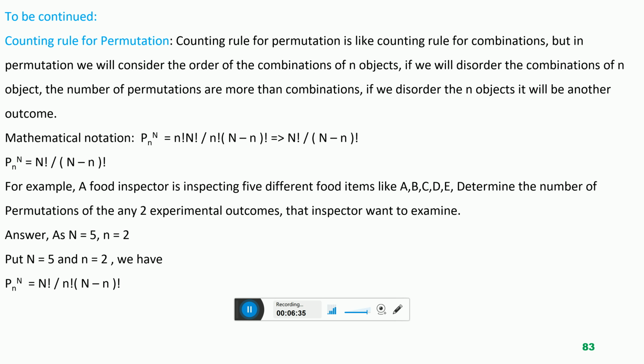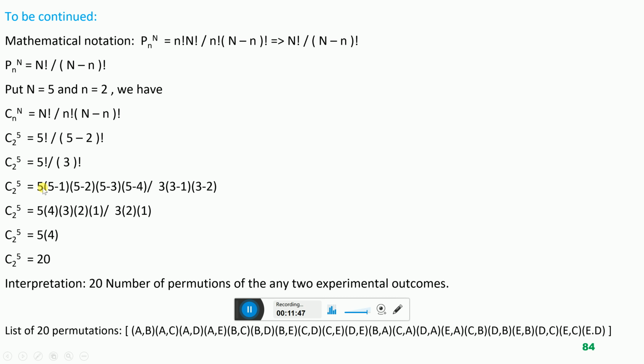This is P 5 2. So this is 5, 5 minus 1 is 4, 5 minus 2 is 3, 5 minus 3 is 2 and 5 minus 4 is 1, divided by 3, 3 minus 1 is 2 and 3 minus 2 is 1. So this 3, 2, 1 cancels out with this 3, 2, 1 and remaining only 5 and 4. So P 5 2 is equal to 5 times 4, and P 5 2 is equal to 20. So the total number of permutations is 20.